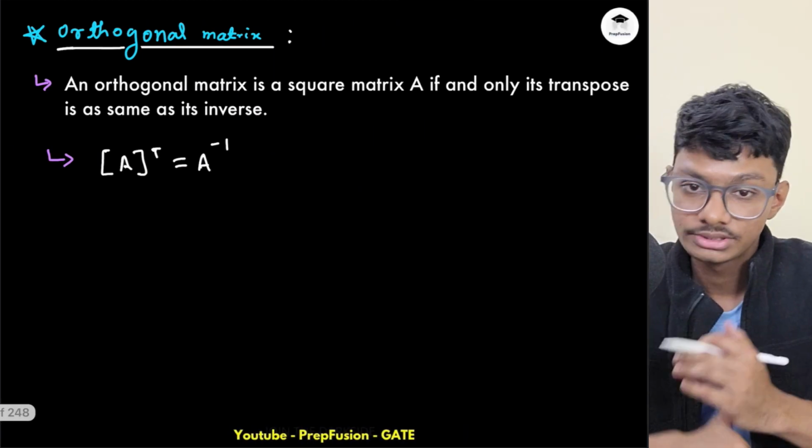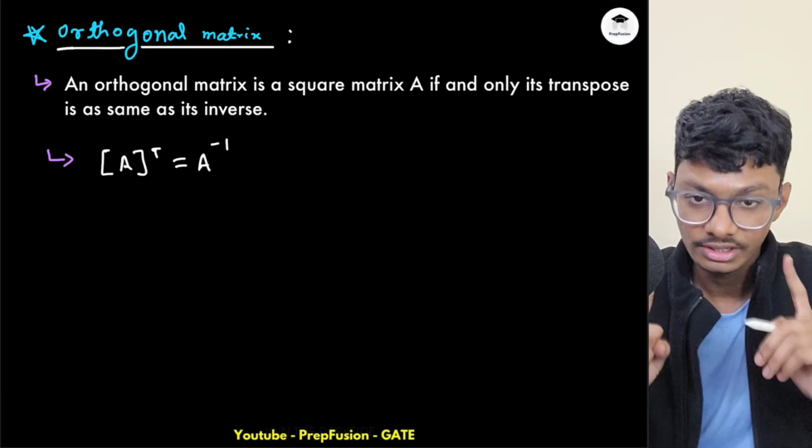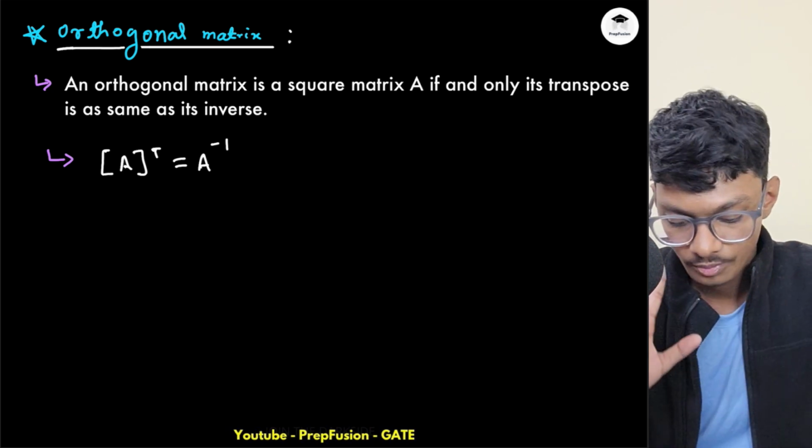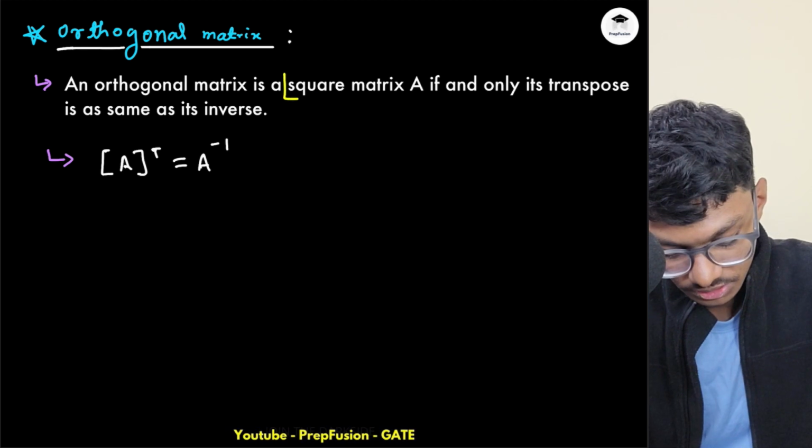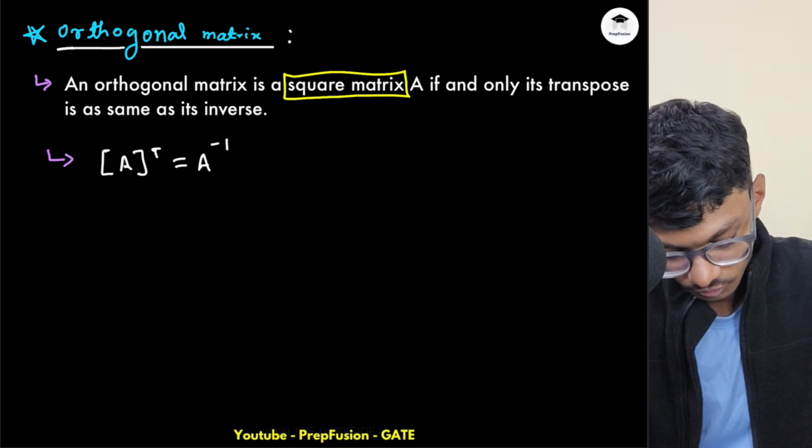Okay, now let's study the orthogonal matrix. This is a very important matrix. Basically, an orthogonal matrix is a square matrix. Again, this is a square matrix also. Please do take note of whichever are square matrices.